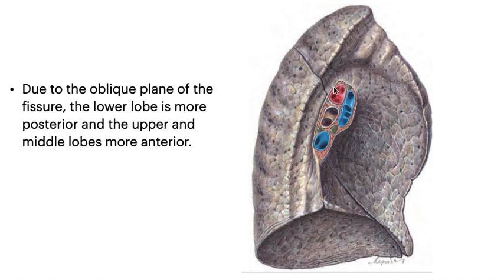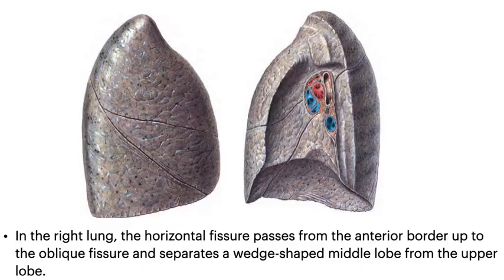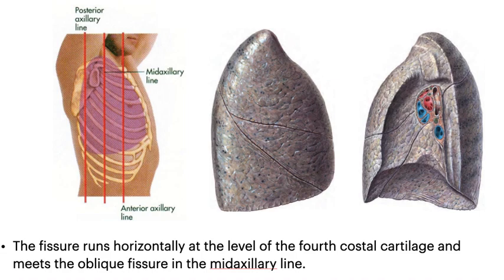Due to the oblique plane of the fissure, the lower lobe is more posterior and the upper and the middle lobes are more anterior. In the right lung, the horizontal fissure passes from the anterior border up to the oblique fissure and it separates a wedge-shaped middle lobe from the upper lobe. This fissure runs horizontally at the level of the fourth costal cartilage and meets the oblique fissure in the mid-axillary line.